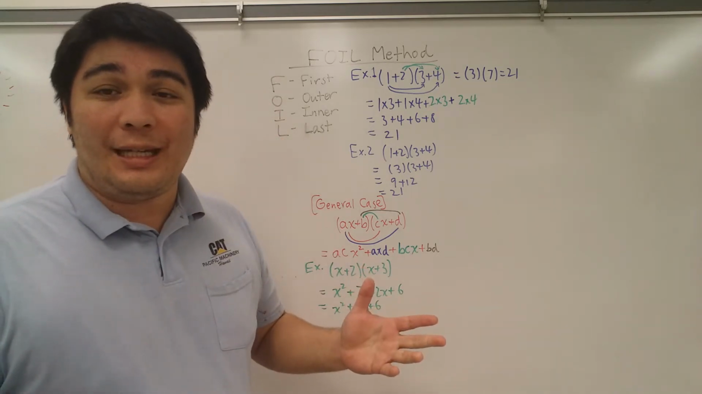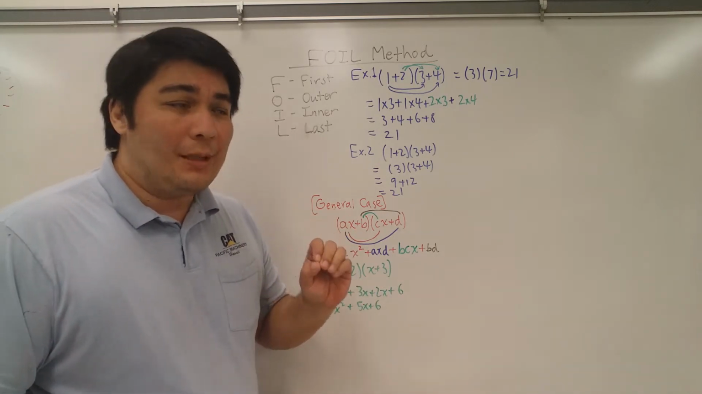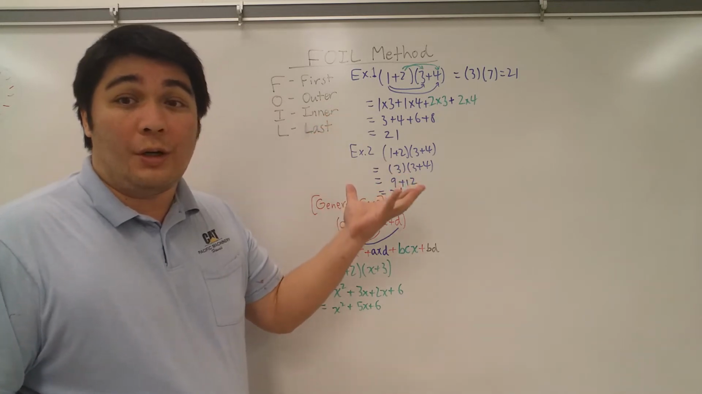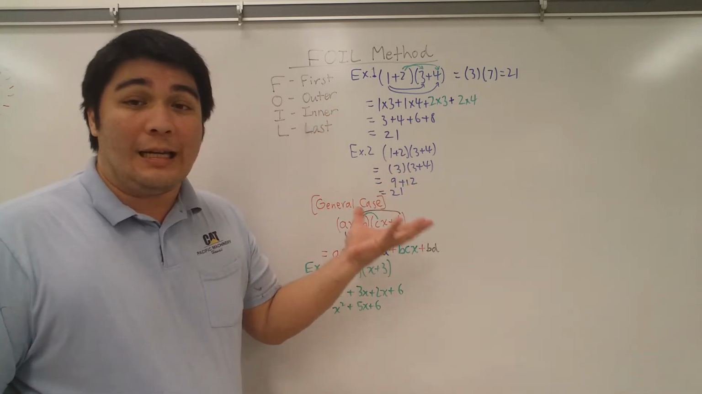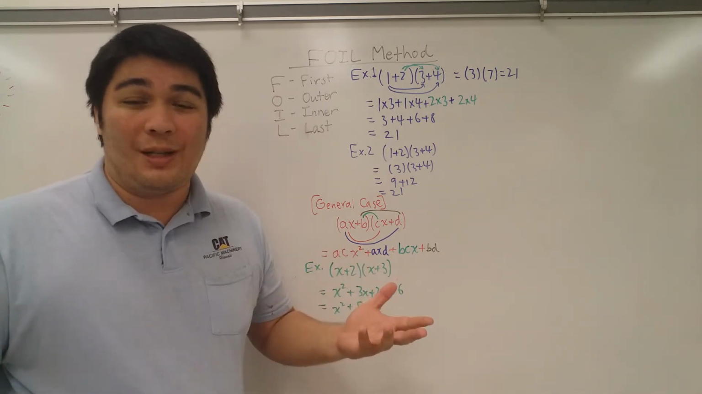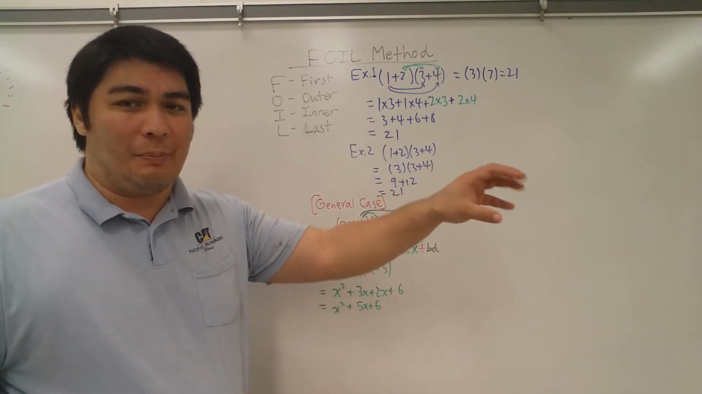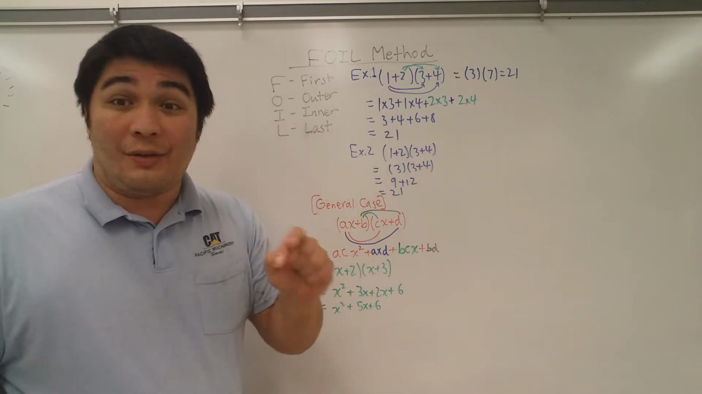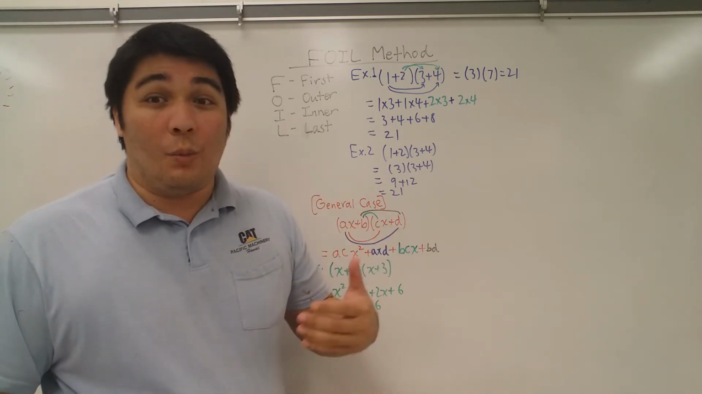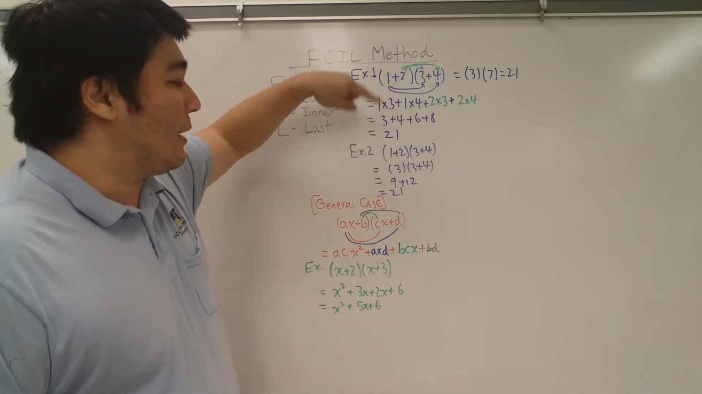FOIL stands for first, outer, inner, and last. While you may have seen it in your algebra classes, I wanted to take one step back and look at the origins of the FOIL method in and of itself. It's a useful tool, and we've used it in algebra quite a bit, but it doesn't just fall out of the sky or get plucked out of nowhere. We have to know where it comes from and why we can use it. So that's where these examples at the top come from.